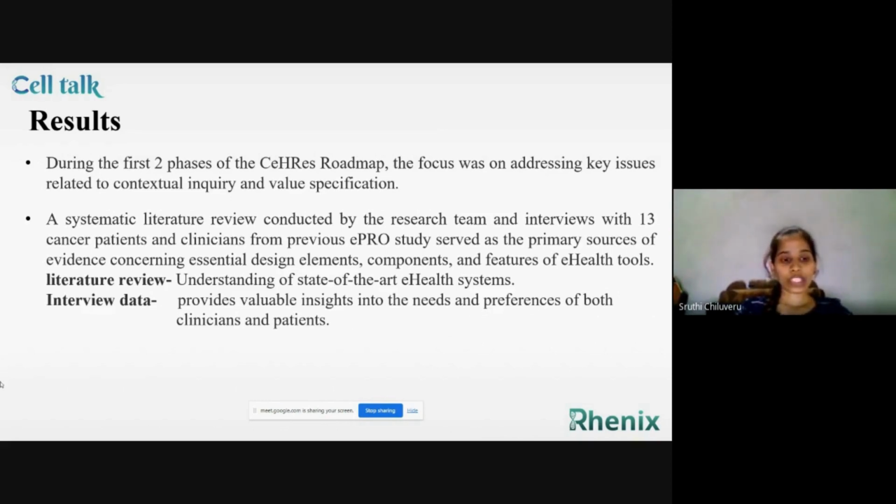The literature review explains and helps in understanding the state-of-the-art eHealth systems, and the interview data provides valuable insights into the needs and preferences of both clinicians and patients.